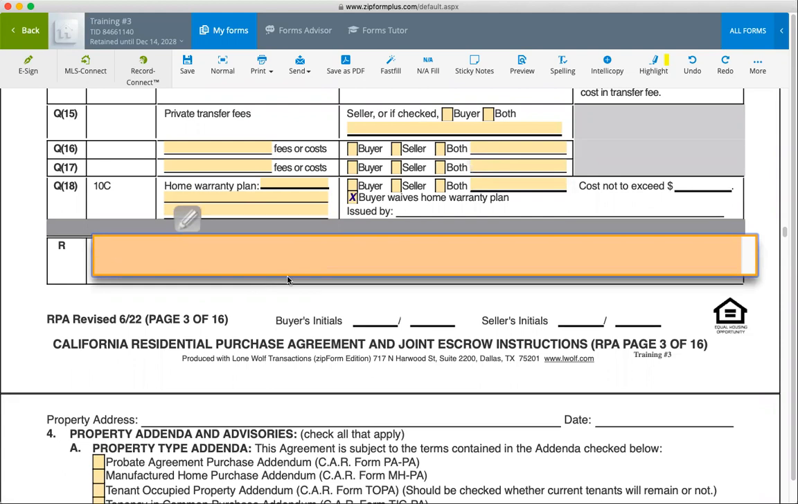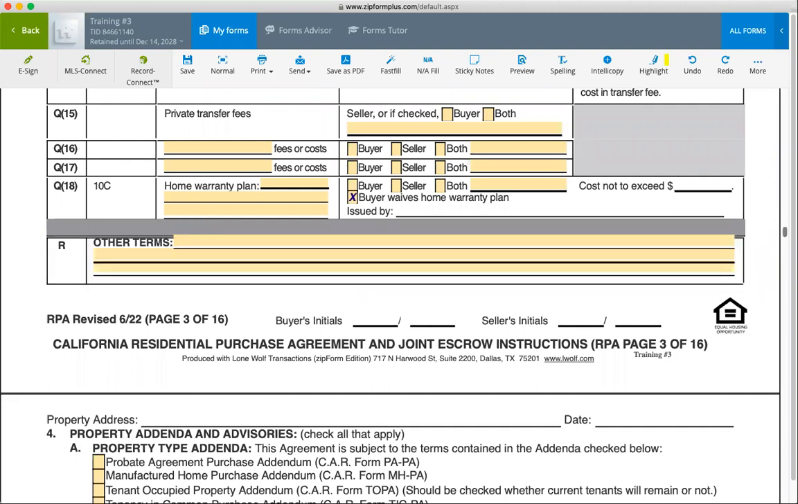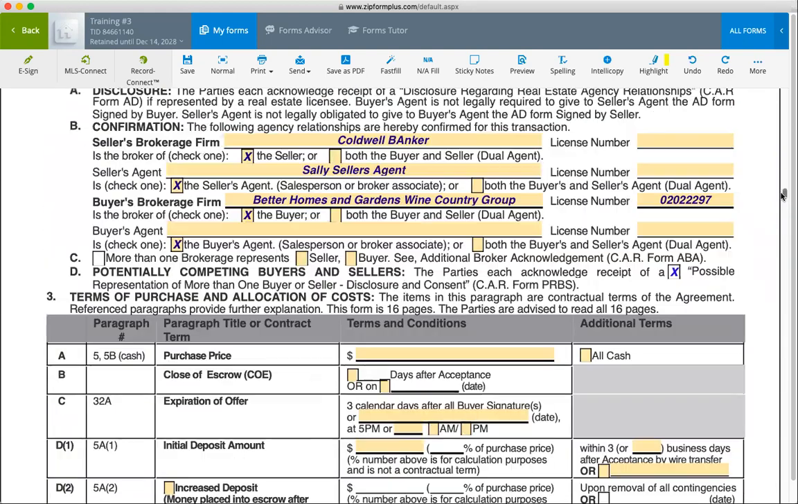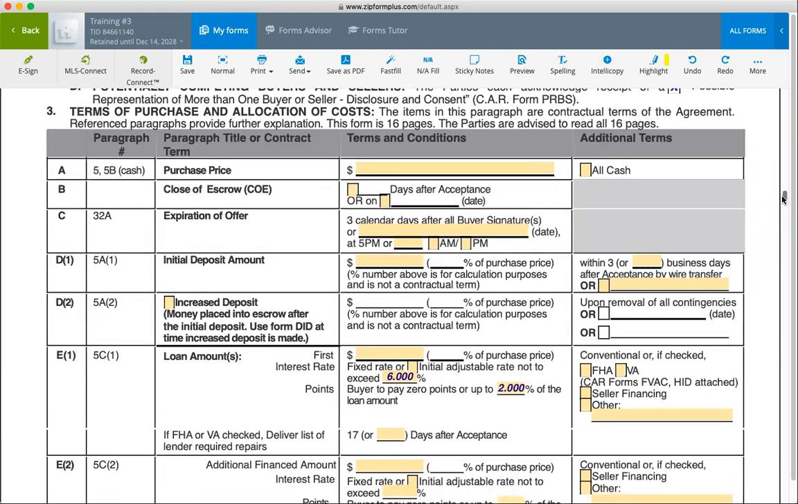And then any other terms you might have get filled out here. Can't think of any off the top of my head, but there could be other terms that you want to put in this paragraph 3R. Okay, that's the grid. Those are the business points of our transaction. We'll just take a quick break and see if anyone has a question on the grid.